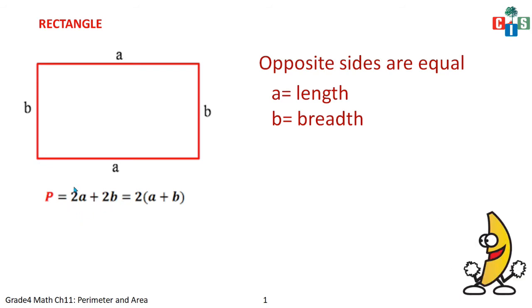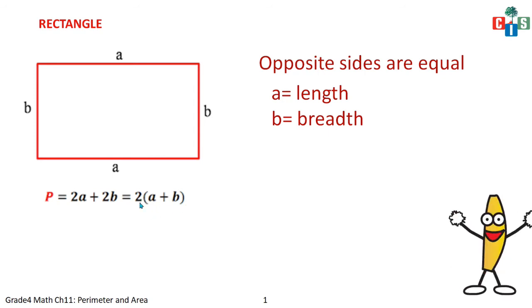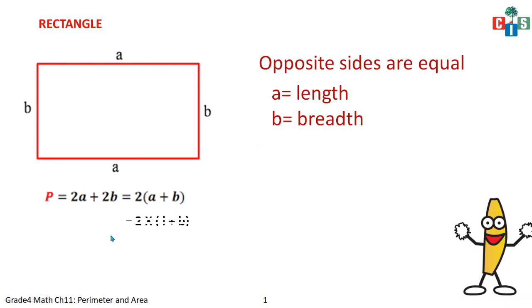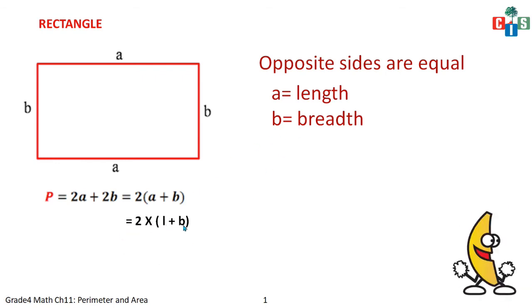Now I have to remove what is common. What's common between the two terms? A and B are not common. 2 is common. So I have removed 2 separately and put A plus B in a bracket. What does this mean? It means that 2 is to be given to A and 2 is to be given to B. You remember the properties of multiplication? So if I represent A as length and B as breadth, it will be 2 multiplied by length plus breadth. So my formula for the perimeter of a rectangle is derived.